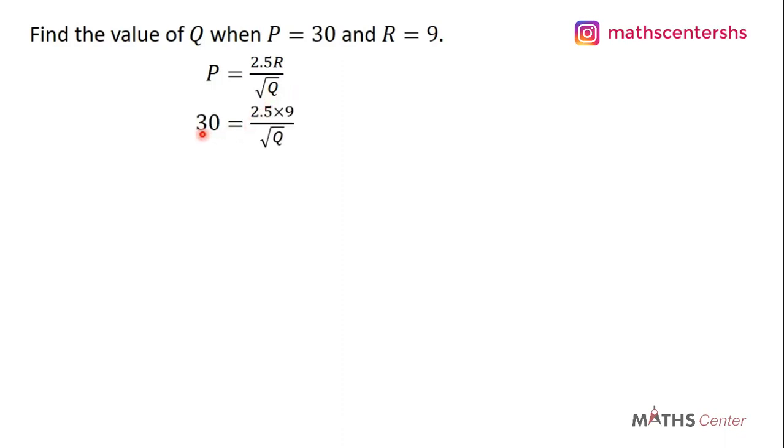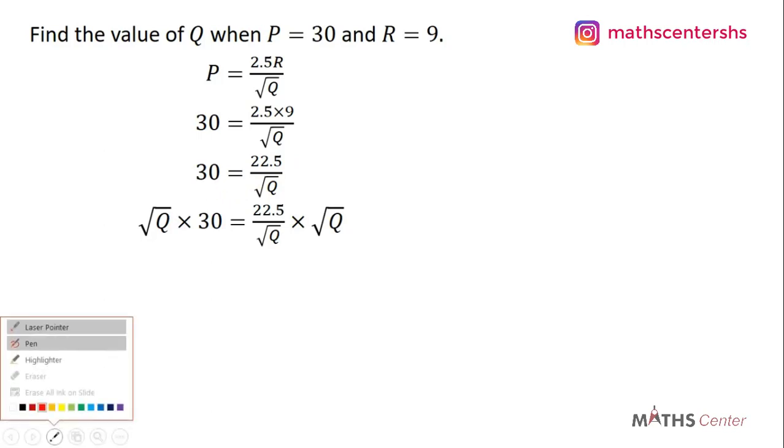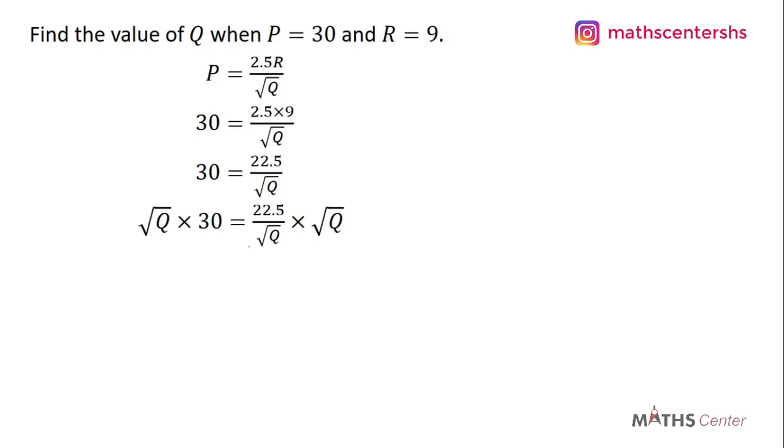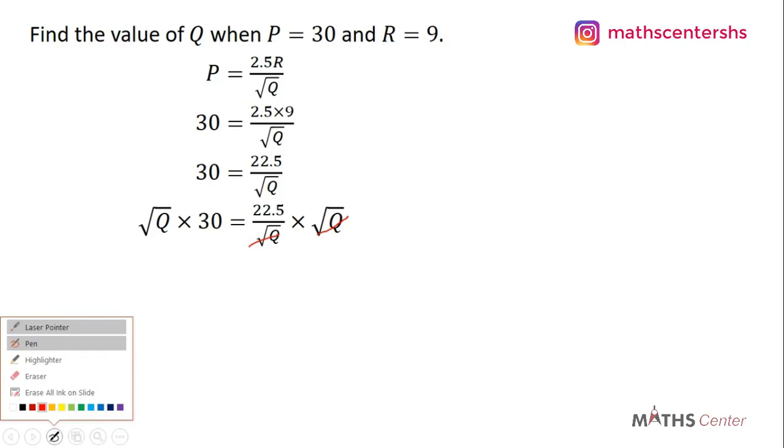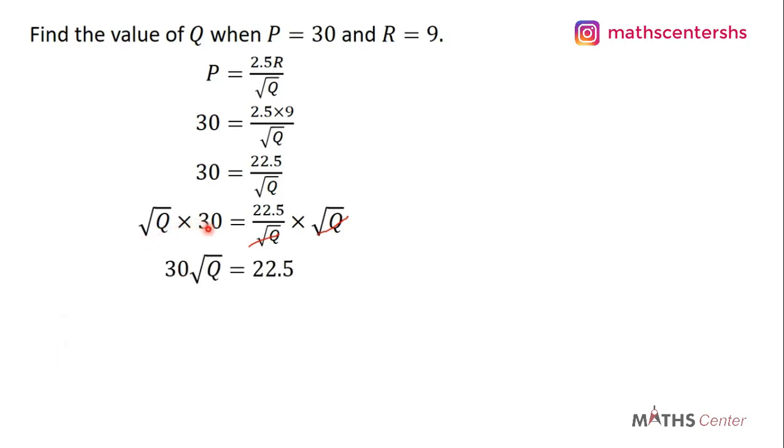When we do that, we will have 30 is equal to 2.5 times 9 divided by the square root of Q. And this will give us 30 is equal to 2.5 times 9, which gives us 22.5, so 22.5 divided by the square root of Q. To help us find Q, I'll multiply the left hand side by square root of Q and the right hand side by square root of Q. If we do that, we can see that square root of Q and square root of Q here will cancel. So we are going to have square root of Q times 30. From the videos on sets, we learned that this can be written as 30 square root of Q.